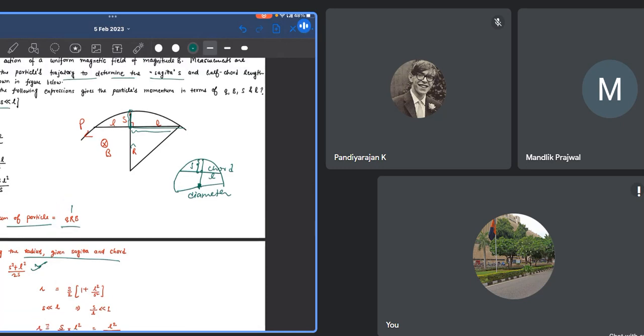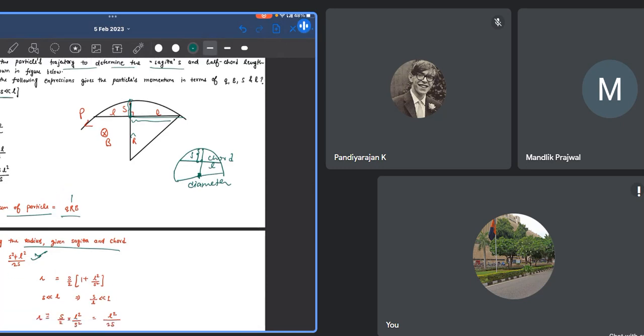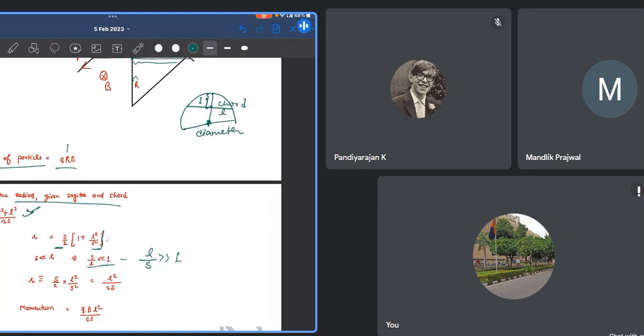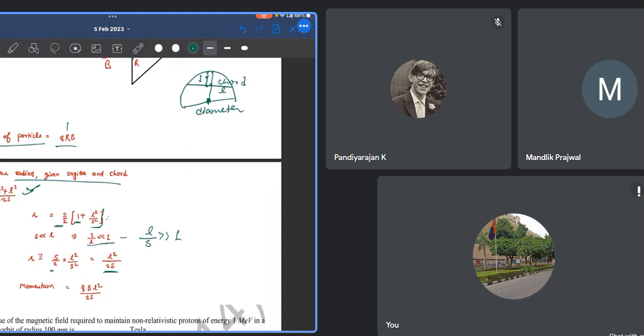It is given that S is much less than L. So we can use this here by taking S out. This quantity becomes very small, so we can neglect it. S by L, the opposite of that, will become very small and L by L will become very large if you take it like this. So from that we can neglect 1 and our R becomes L square by 2S. From there the momentum becomes qB L square by 2S. So that will be your correct answer.